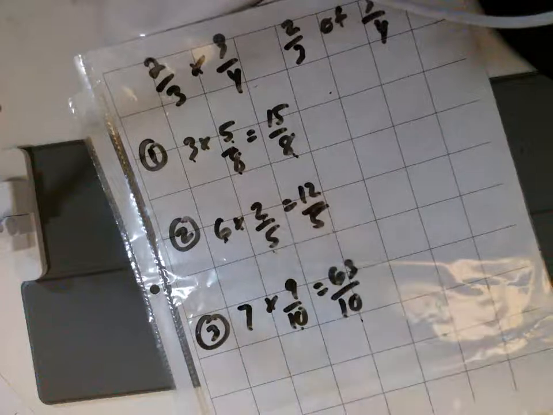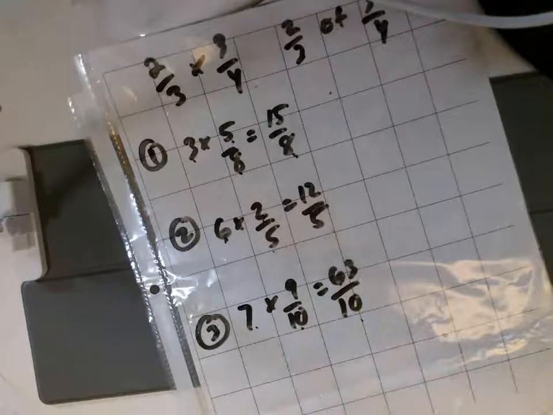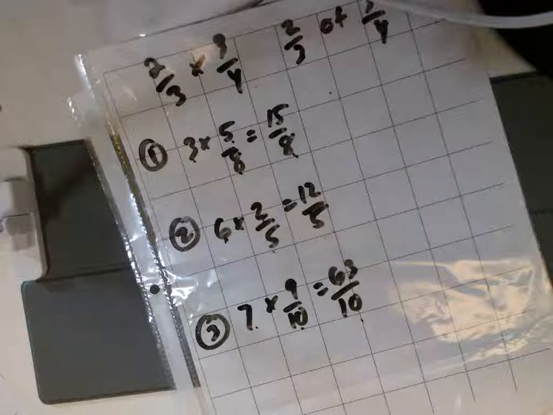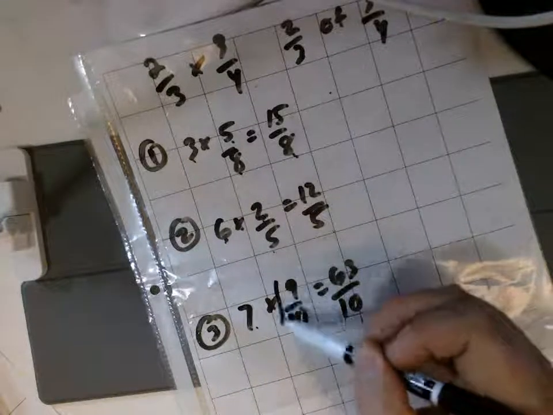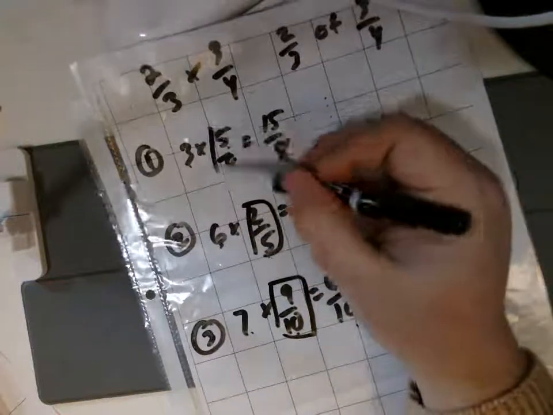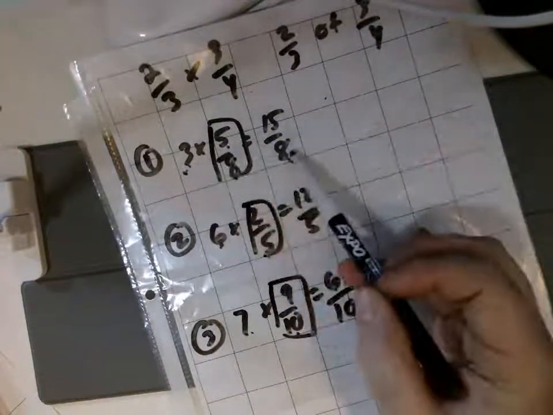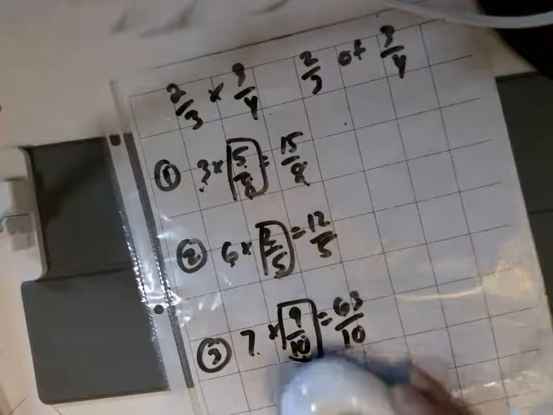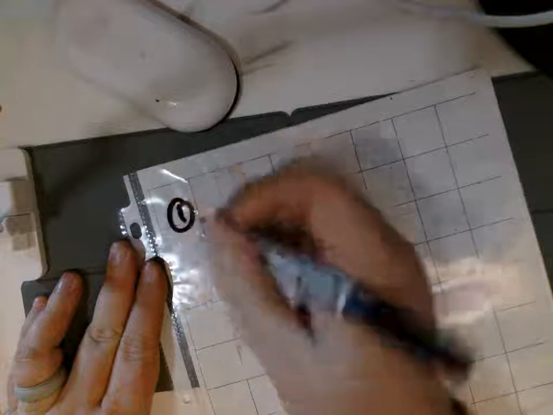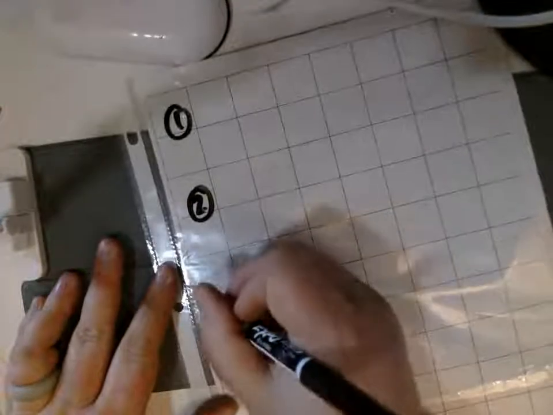2 times 6 is 12. 9 times 7 is 63. Okay? So that's our pattern here. We're multiplying the fraction by the whole. And that's giving us our answer. Okay, I'm going to go ahead and put some more problems up here. Okay, let's see if you can solve these on your own.